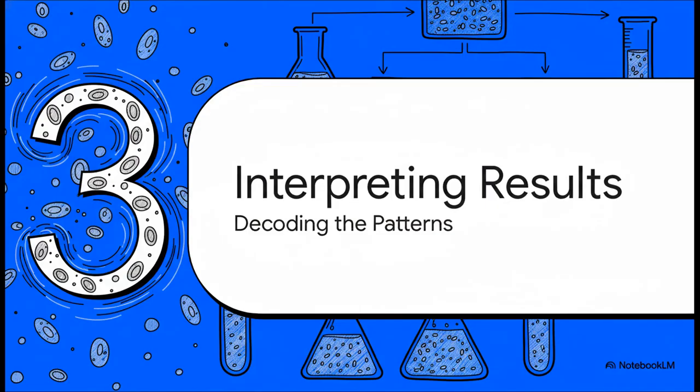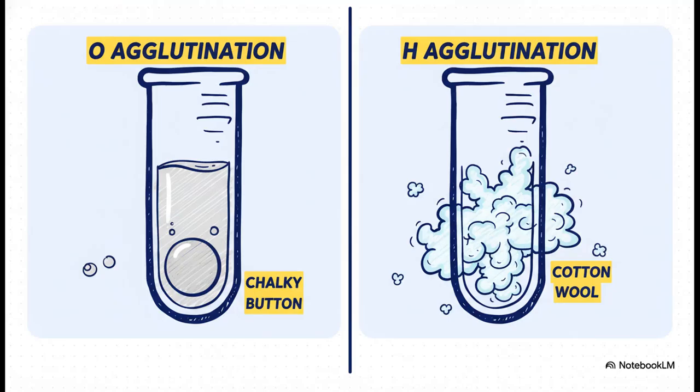Okay, the incubation is done. You come back the next day. Now for the most important part. What do these results actually tell you? This is where the real clinical detective work kicks in. So a positive result is visible clumping or agglutination. But here's the kicker. Not all clumps look the same.